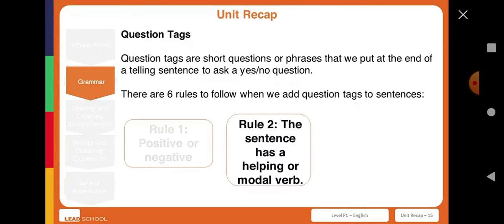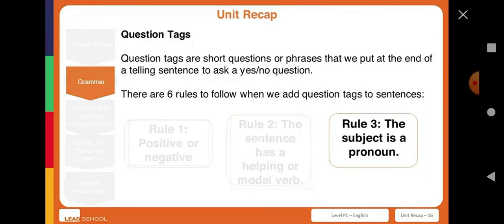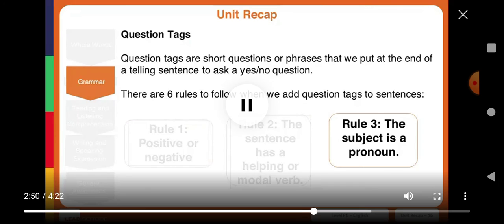Rule number 2. The sentence has a helping or a modal verb. If a sentence has a helping verb like is, are, was, were, has, have, had, and will, or a modal verb like should, could, would, then the question tag starts with the same helping or modal verb. Rule number 3. If the subject in the sentence is a pronoun, I, we, you, he, she, they, etc., then the question tag uses the same pronoun.